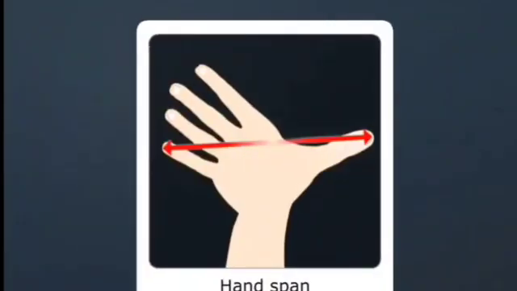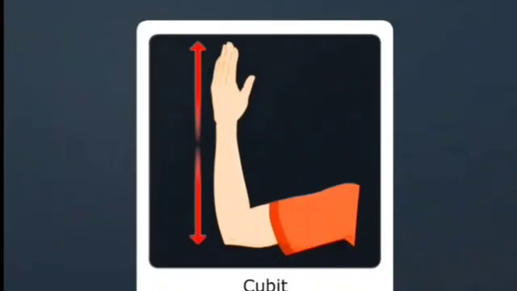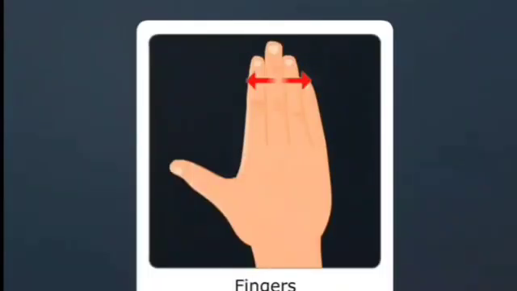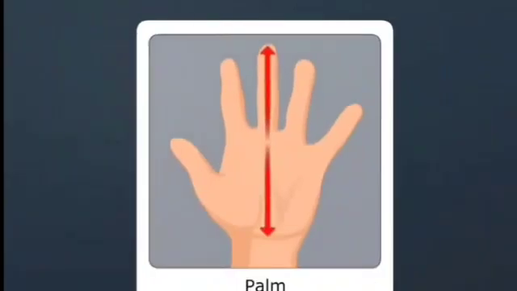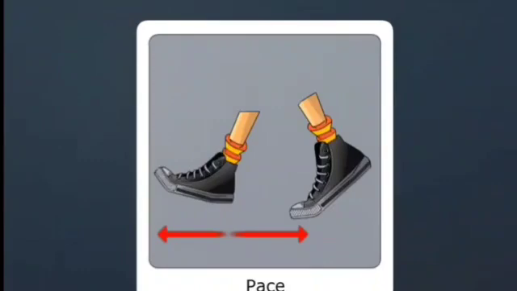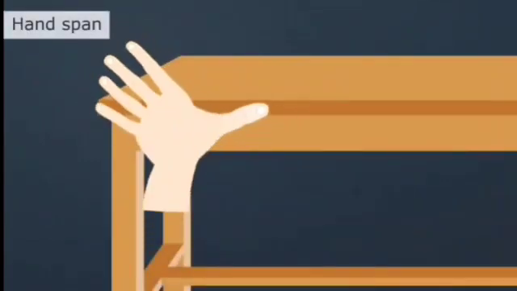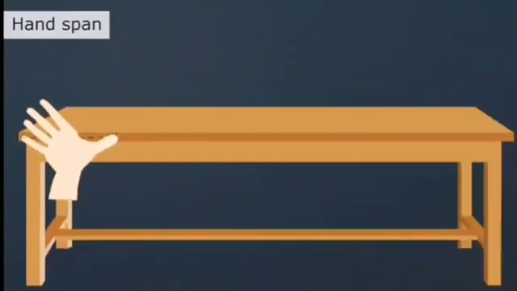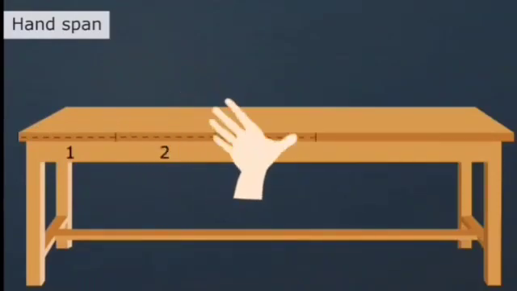They are hand span, cubit, fingers, palm, foot span and pace. Now we will learn about hand span. It is the distance from the tip of the thumb to the tip of the little finger in a stretched hand. For example, the length of the table is about 5 hand spans.